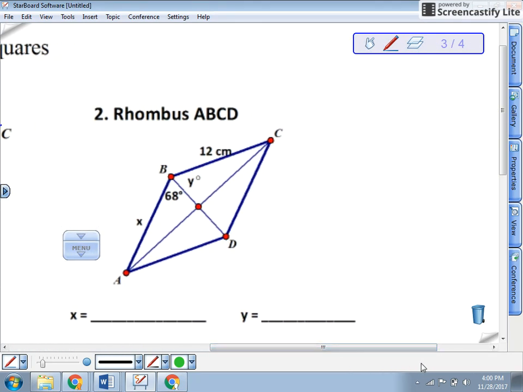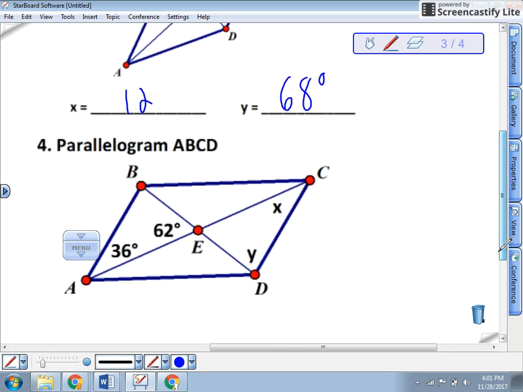Okay, now we know we've got a rhombus. Okay, so we want to solve for x and y again. Well, x, that's a side. We know that all the sides are the same, so that's 12. Okay, and y, well, that's an angle. Well, we know that the diagonals bisect the angle. So if that side's 68, we know that that's 68 degrees. You're done. It's that simple just by knowing those properties.